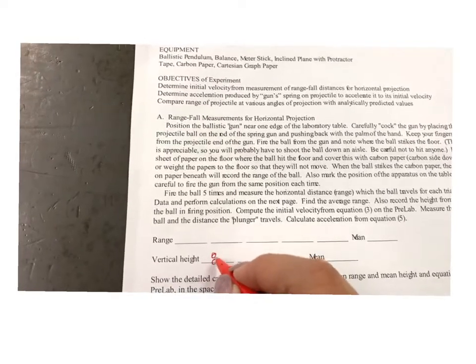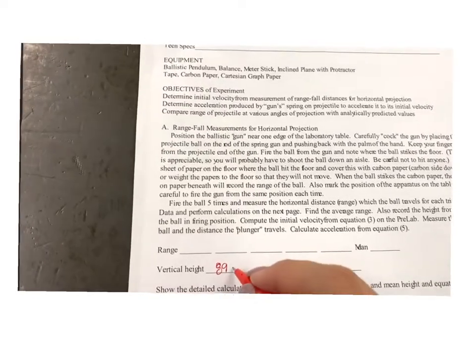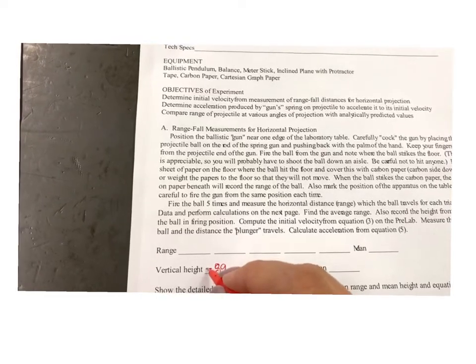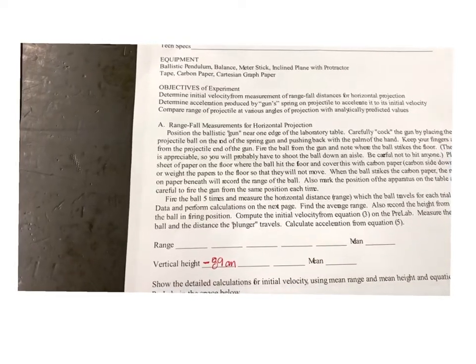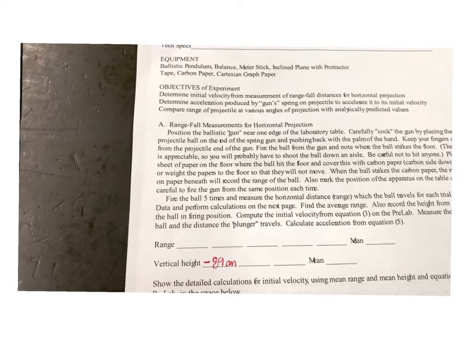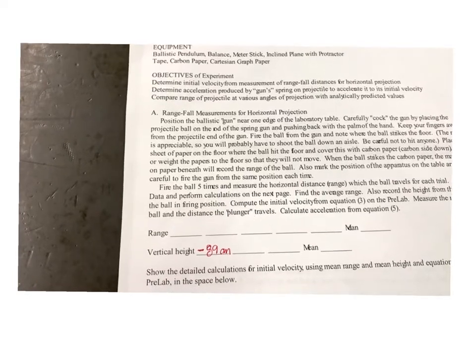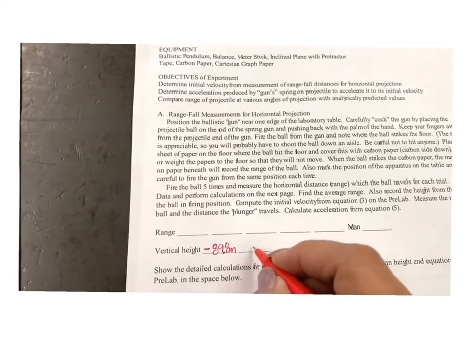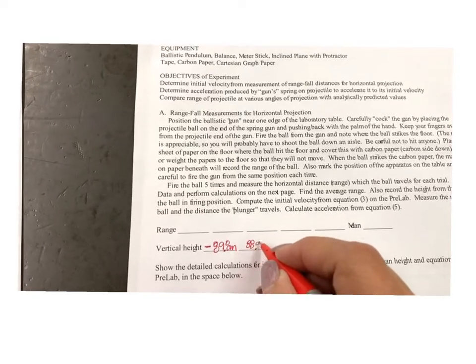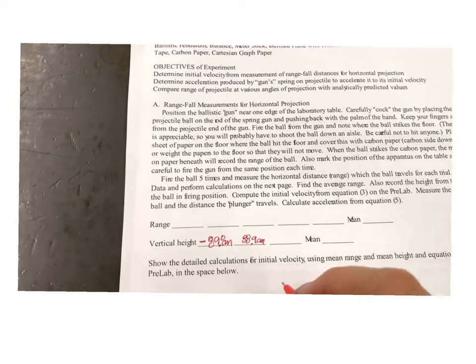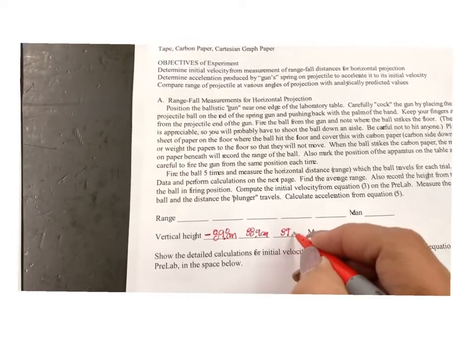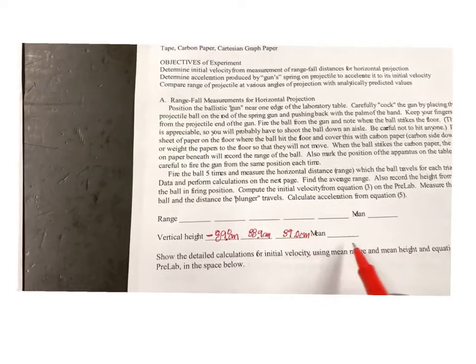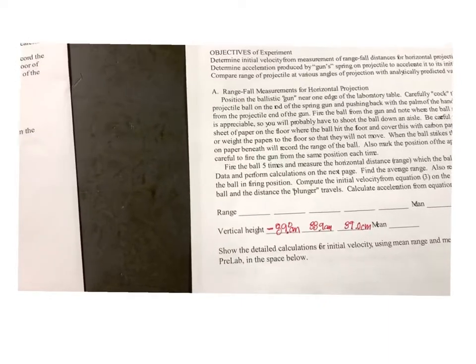We had negative 89.0 centimeters, and that's a negative number because it's measuring down from the origin. Then 88.9 centimeters and 89.0 centimeters. So we calculate a mean for that.